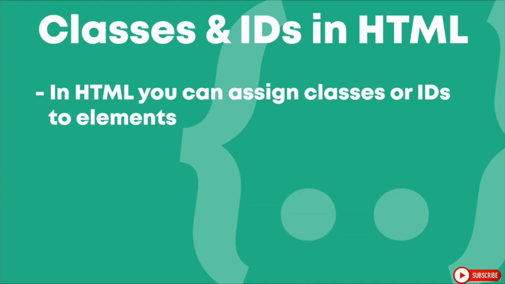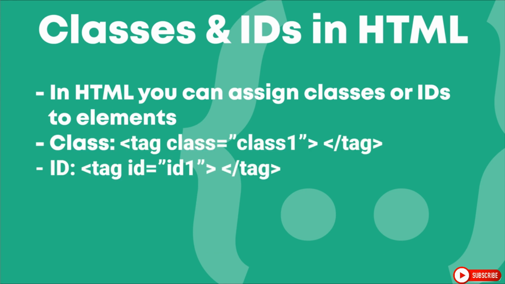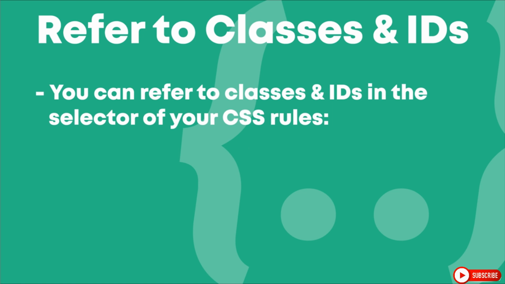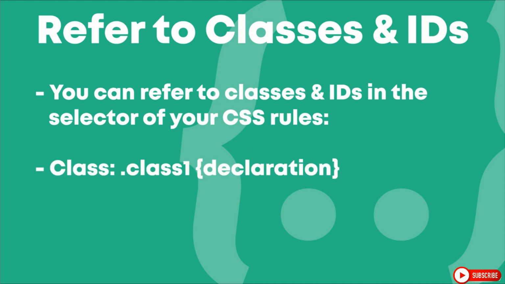In HTML, as I mentioned before, there are also classes and IDs that you can apply to the elements, as you can see here. These are very useful to refer to in the selectors of your CSS code. When you want to select a class to style, you need to write a dot and then the class name as selector name, followed by the declaration. If you want to select an ID name, you can write a hashtag and then the ID name as selector, as you can see here.